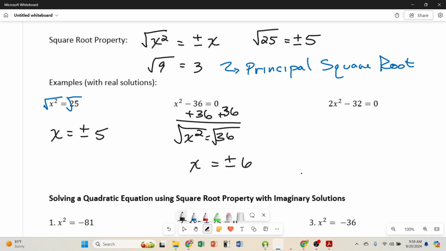Over here, I have to have perfect squares to do this, so I'm going to divide everything by 2. I want to get rid of that. So I end up with x squared minus 16 equals 0. Well, we can take this and say x squared is now equal to 16, and I'm going to take my square root of each side of this, and I end up with x is equal to both positive and negative 4.